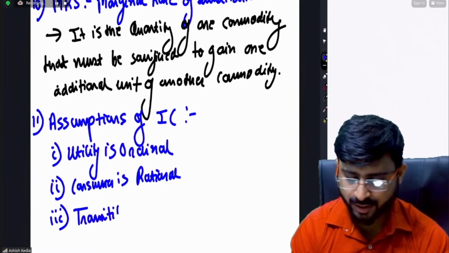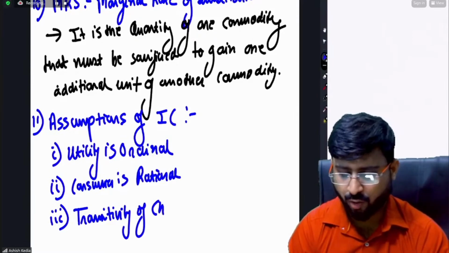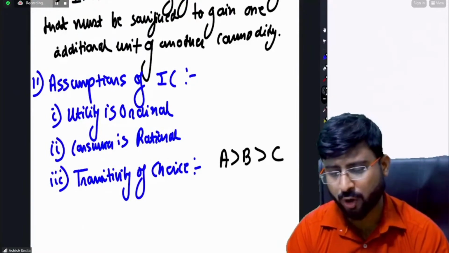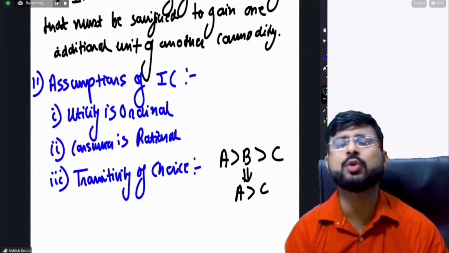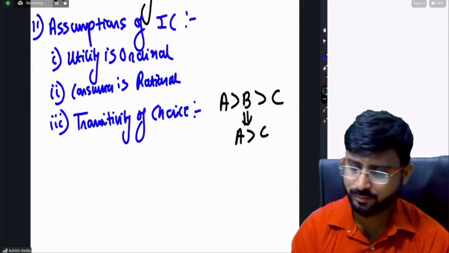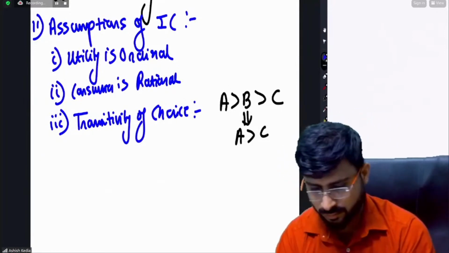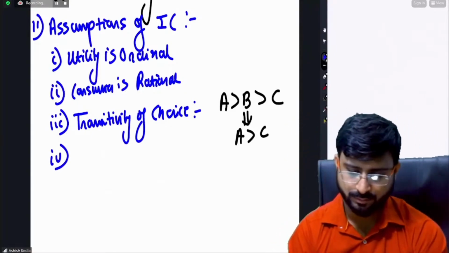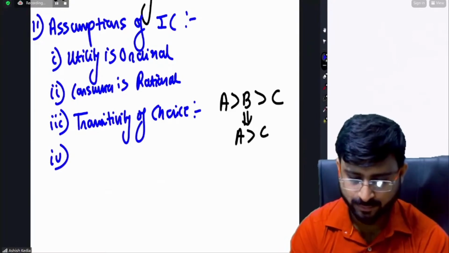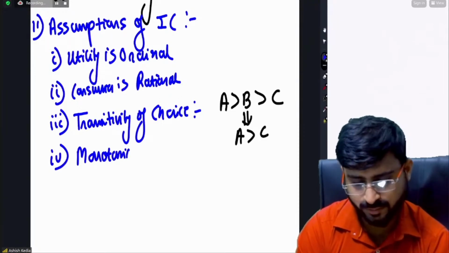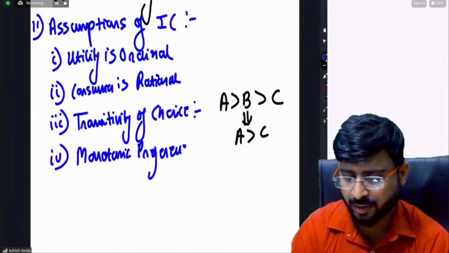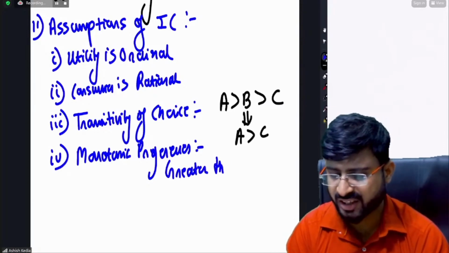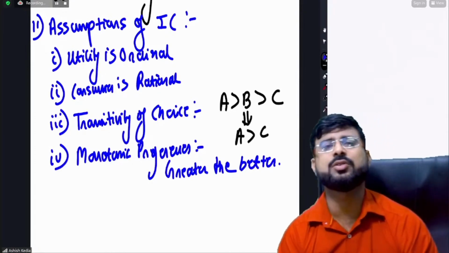Transitivity of choice. What does it say? That if consumer prefers commodity A to commodity B and commodity B to commodity C, that implies consumer will prefer commodity A to commodity C. Right? Number 4. Monotonic preferences. Monotonic preferences means greater quantity better for the consumer. Greater the better.